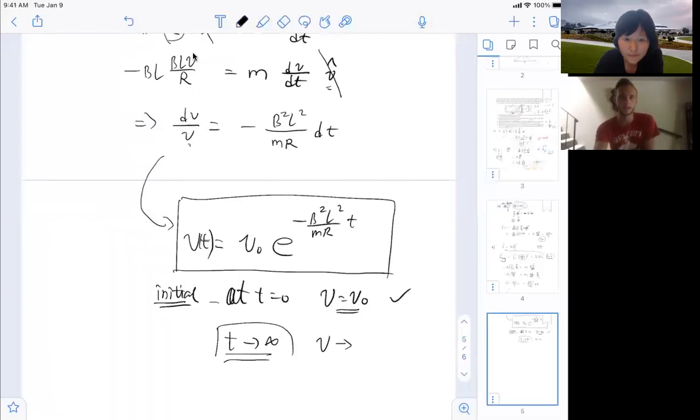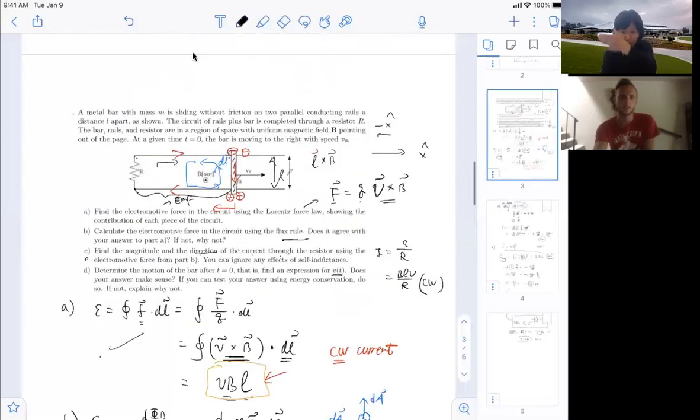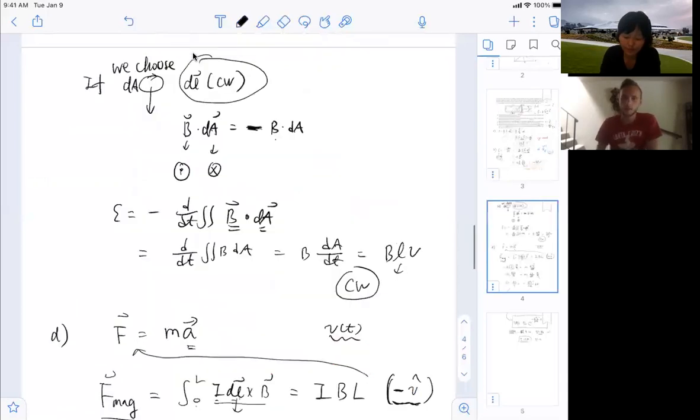Is V naught 0? V naught is your initial velocity. So this is like you give it a quick push, you give it initial velocity, but it quickly slows down. Are we saying e to the negative exponent goes to 0?